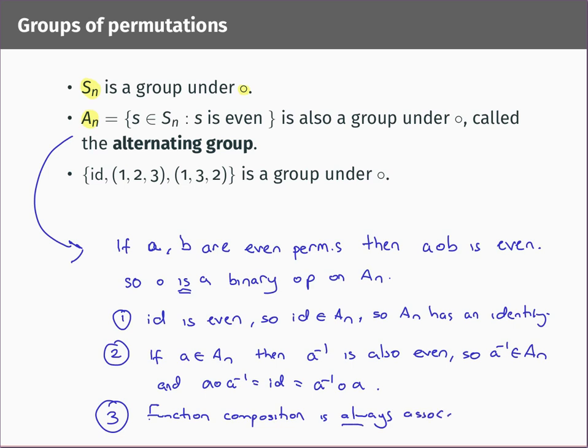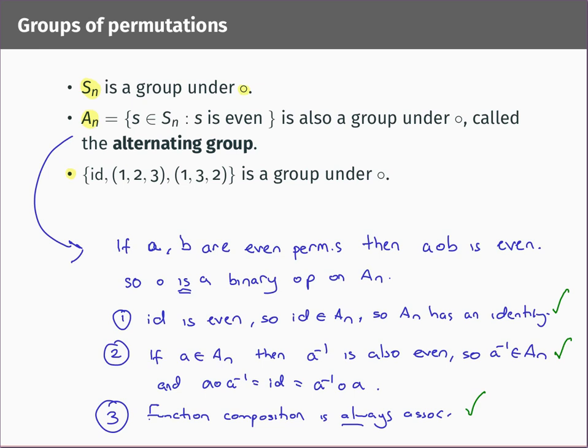Okay, so AN together with the binary operation of function composition satisfies all three axioms, and therefore it is a group. So one final example here, you can check if you like that this thing is a group under composition. And this time there really is something to check when you need to verify that the composition really is a binary operation.